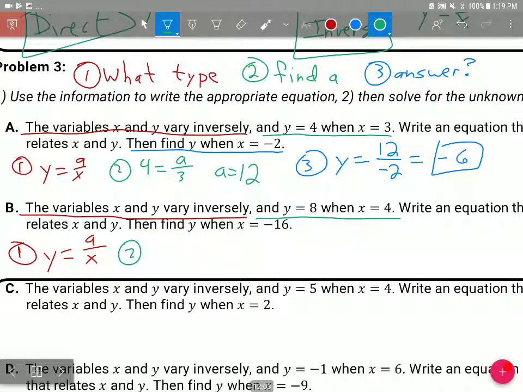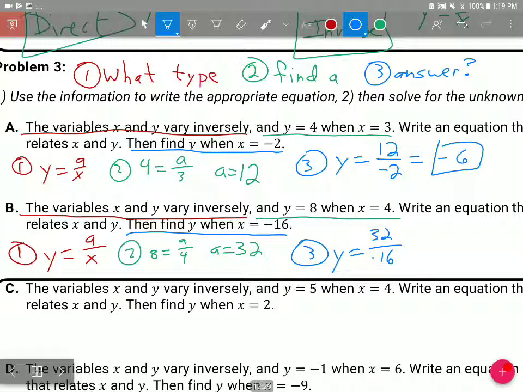So here we go. We got 8 equals a over 4. Therefore, a must equal what? 32. All right, last but not least, they say find y when x is negative 16. So, find y when x is negative 16. Don't drop your negatives.